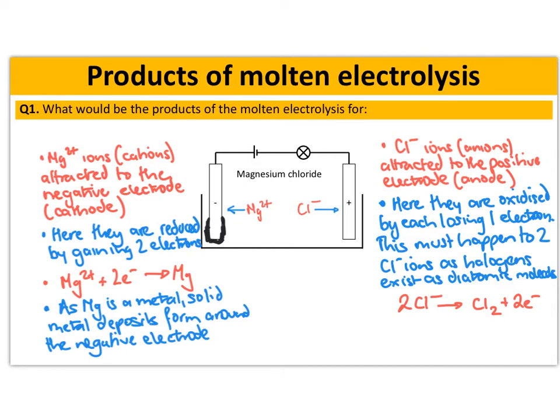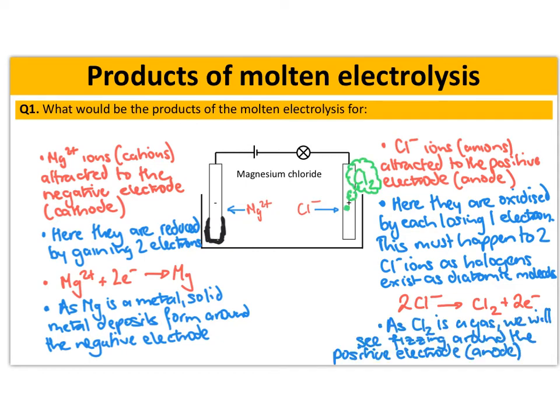Now, chlorine as an element is a gas, so we've got to observe the formation of a gas. We're going to see effervescence around the positive electrode, and that is going to show us that a gas is being produced. So I think the last thing for us to do is to write the overall equation. I'm going to try and do that in the limited amount of space I've got left here. We start with magnesium chloride, and during the process of electrolysis we get magnesium metal formed and chlorine gas formed. So magnesium chloride goes to magnesium plus chlorine.